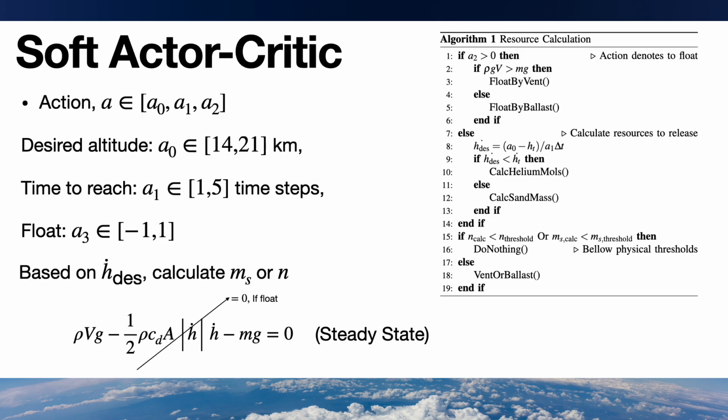The action space is a representation of the desired ascent rate, decomposed into 3 actions: desired altitude, time factor, and float. By modeling the balloon in steady state, we can then calculate the helium to vent or sand to ballast. We bound the desired calculated resources to incorporate physical limits and prevent the environmental exploitation by the agent.